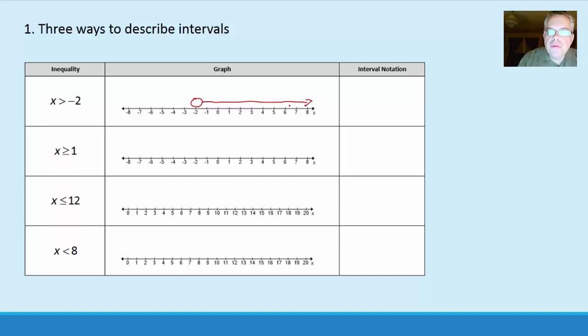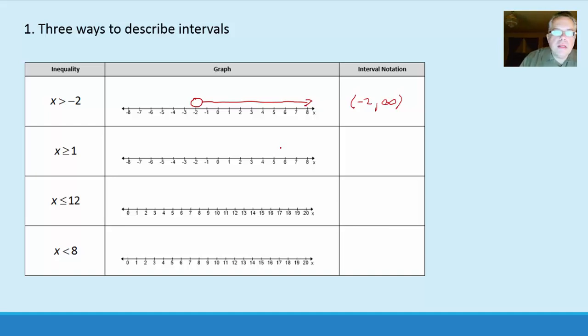Now this is something a little bit new. How do we describe this in what's called interval notation? Well, since -2 is not actually part of our graph, I'm going to put an open parenthesis, and I'm going to put a -2, and my graph goes on towards infinity. It goes all the way to the right on the number line. So I'm going to put an infinity symbol here, and close the parenthesis. This means all the numbers starting at -2, not including -2, and going all the way up to infinity.